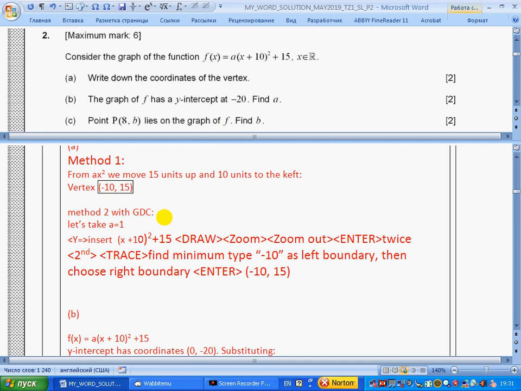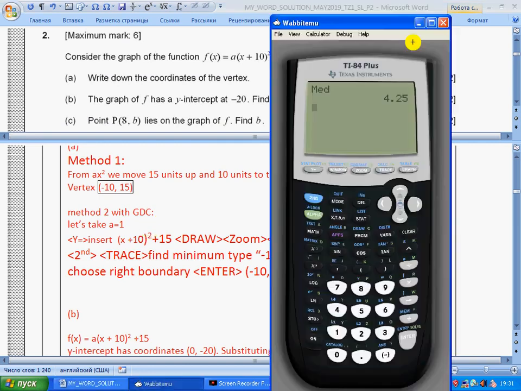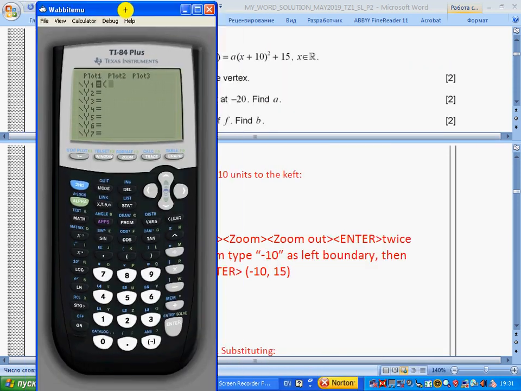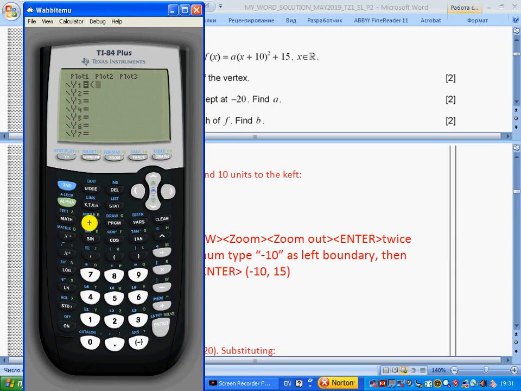The second method is with the calculator. First we press Y equals. We choose, for example, a equals 1 for simplicity. Then we get (x plus 10) squared plus 15. And we press Draw.